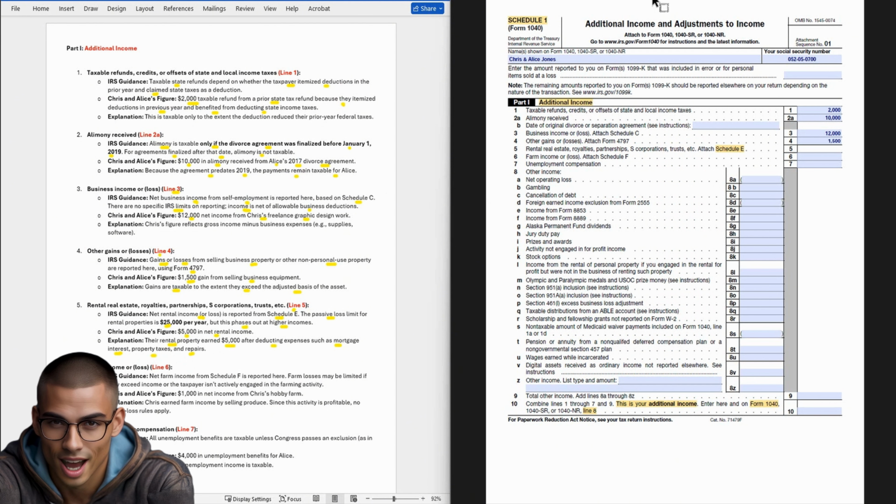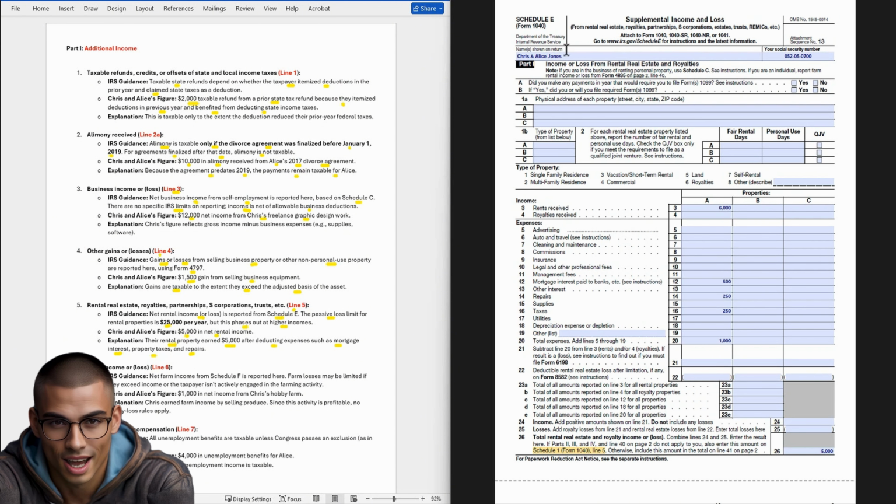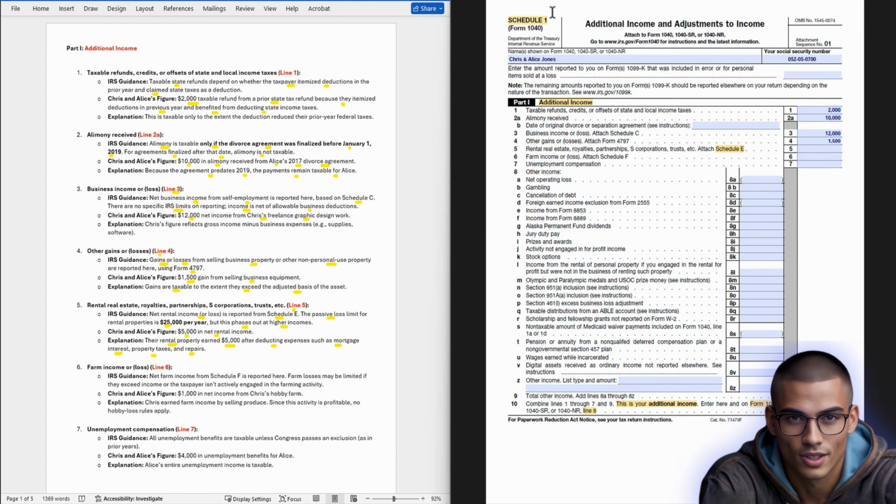So let's take a look at Chris and Alice's Schedule E, and we can see here that they had income of $6,000. They had expenses for their mortgage interest, their repairs, and their taxes of $1,000, and they ended up with an income on this rental property of $5,000, and this gets reported on Schedule 1, 1040, line 5. Going back to Chris and Alice's Schedule 1, line 5, here they would report that $5,000 of rental income. Next, we have line 6, and line 6 is farm income.